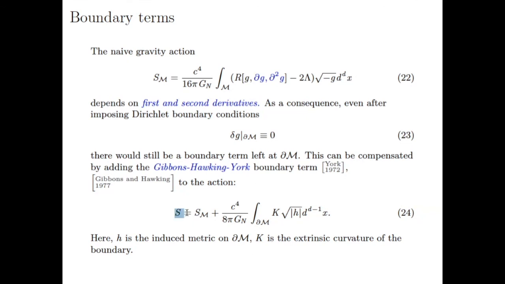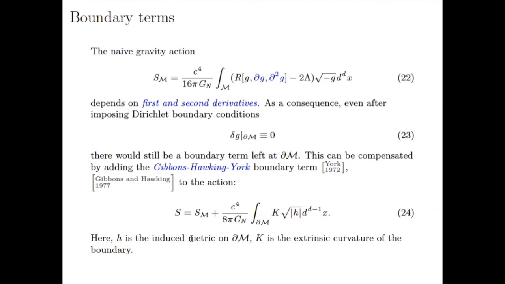If you take this action and you vary it, and you do the integration by parts, you get the boundary term from here, and some terms of that boundary term are going to cancel with terms coming from here, and the remaining terms are going to vanish under assuming these kind of boundary conditions. So that means that in order for the variational principle to be well defined, you need to add this boundary term.